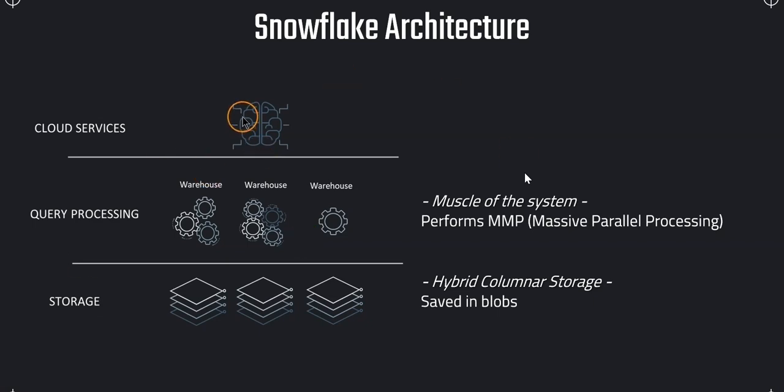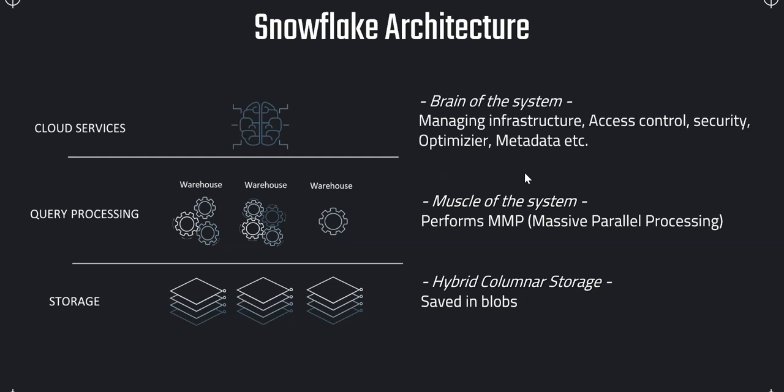And then on top of this, this needs to be all orchestrated, and this is done in the so-called cloud services layer, or sometimes this is also called, therefore, the brain of the system. So this is the layer where we manage the infrastructure, all of the access control. So basically, all of the things come together here. Also security, metadata, query optimization. This is also all done in this cloud services layer.